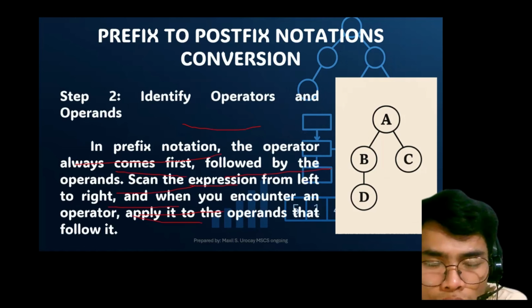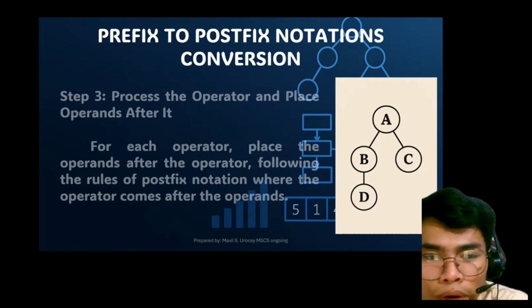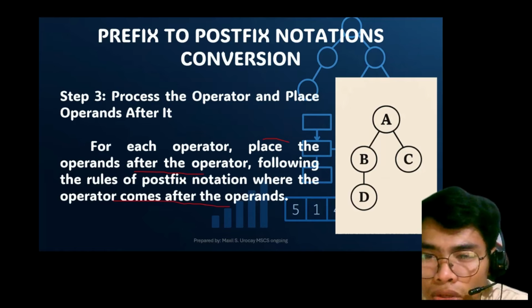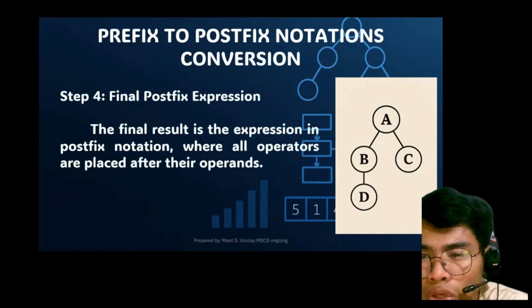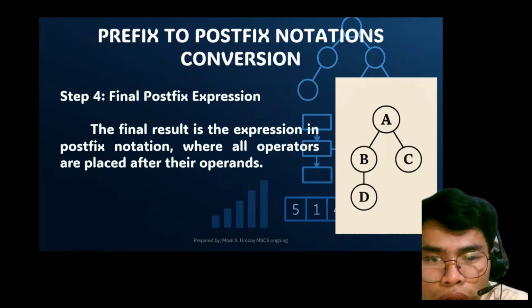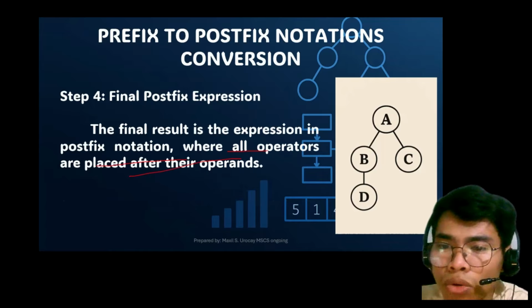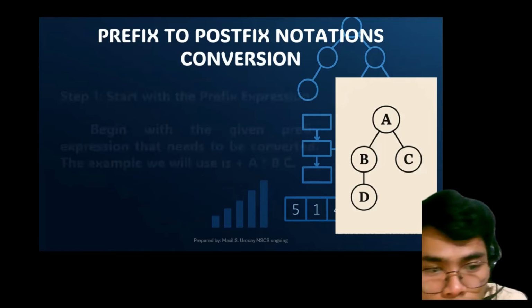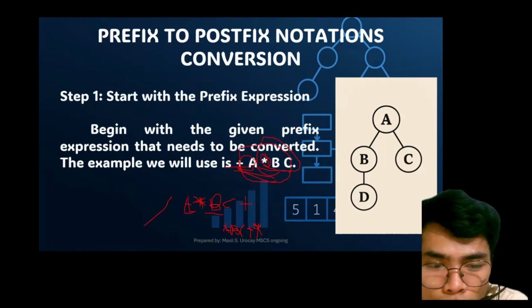So in prefix notation, for each operator, place the operator after the operands, following the rules of postfix notation, where the operator comes after the operands. So the final result is the expression in postfix notation, where all operators are placed after their operands. That's correct from earlier. Since we are able to compare A times BC, then plus, it will become ABC plus multiplication.